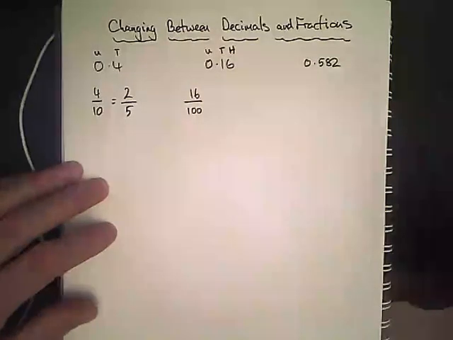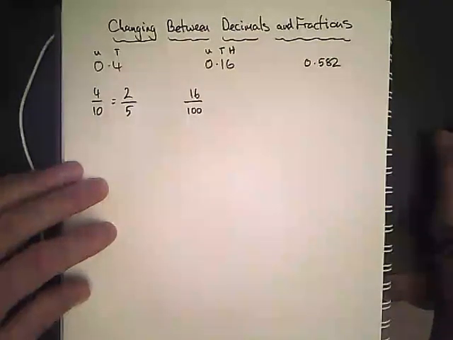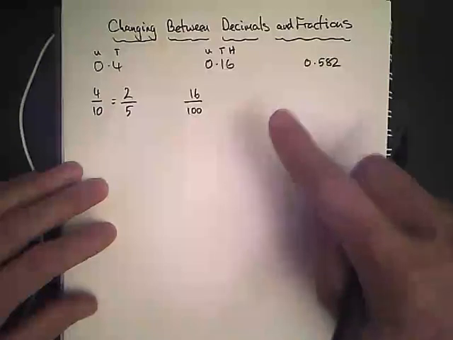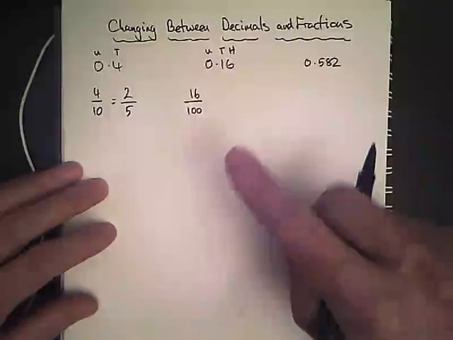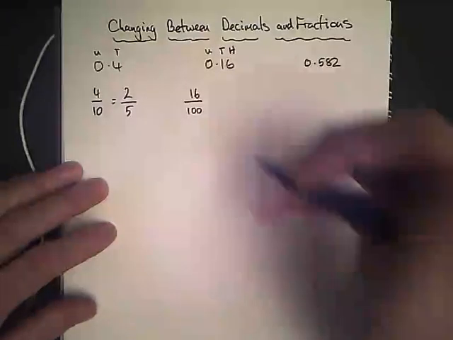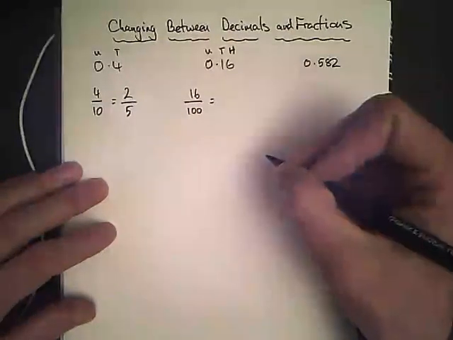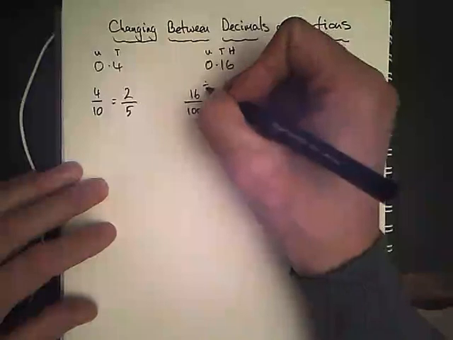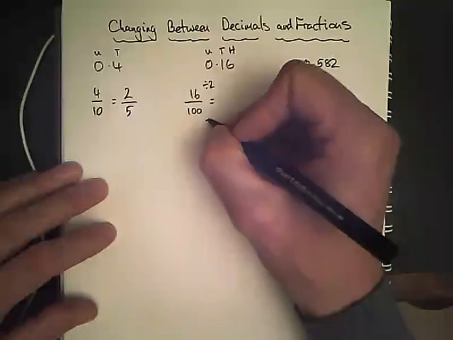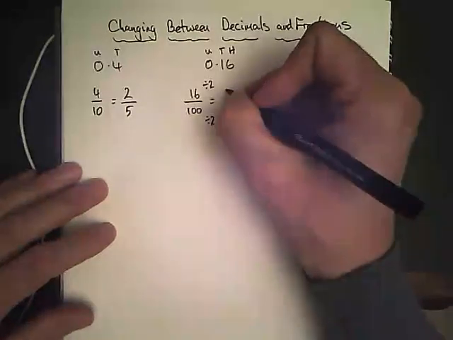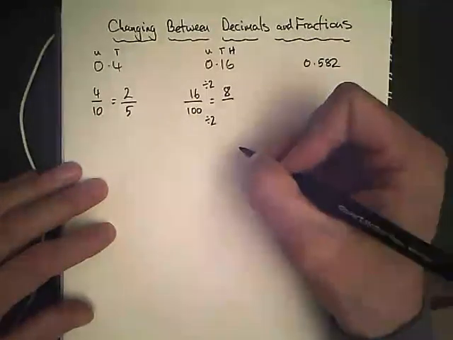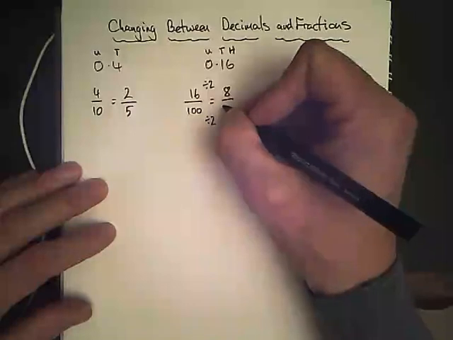If I can simplify, that's exactly what I want to do. So can I divide the top and the bottom number by the same number? Looking at them both, I'm pretty sure I can divide them both by 2. So that's exactly what I'll do. I'll divide the top number by 2 and I will divide the bottom number by 2. So 16 divided by 2 is 8. 100 divided by 2 is 50.